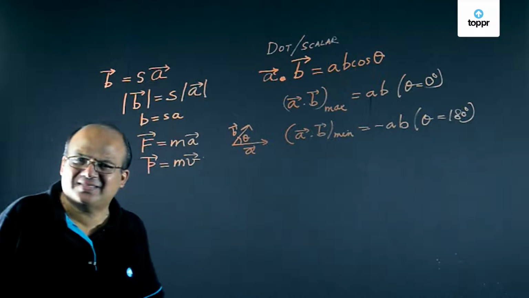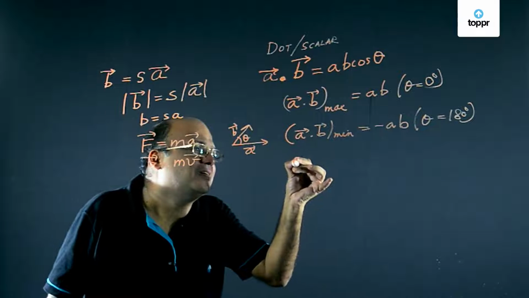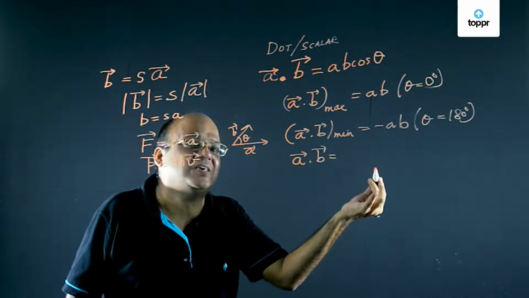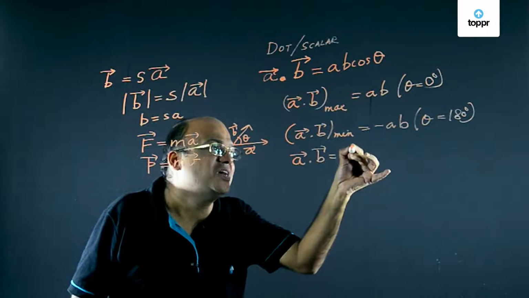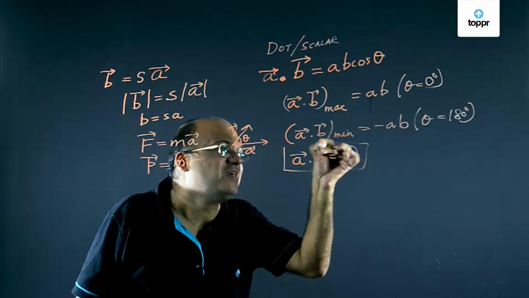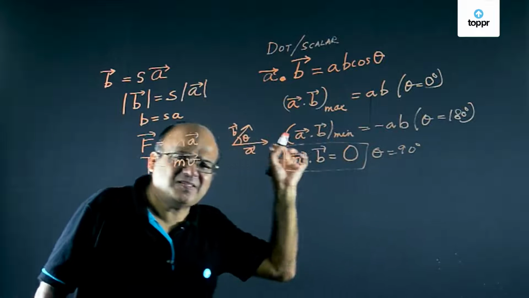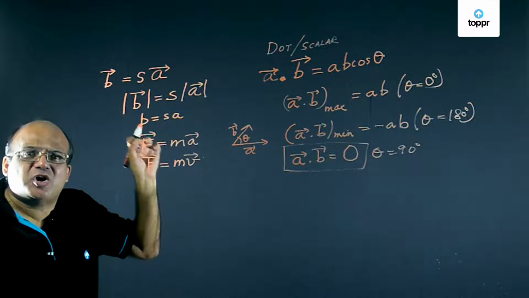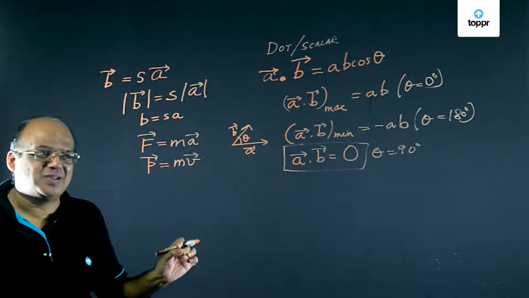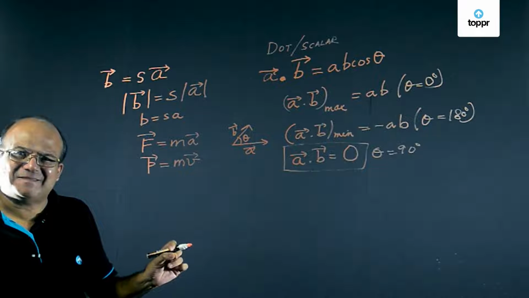What happens when theta is 90 degrees? A vector dot B vector will be AB cos 90. And what is cos 90? 0. So A vector dot B vector will be equal to 0. This happens when theta is 90 degrees. And this is a very important thing for you to remember. Dot product of two perpendicular vectors is 0. A vector dot B vector will be 0 when theta is 90 degrees.